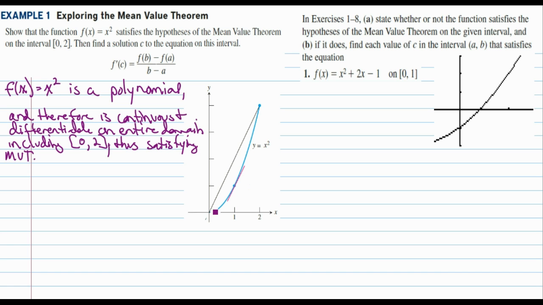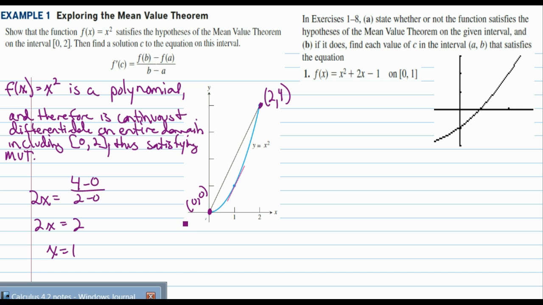Alright, so this point here at the beginning is 0, 0. The point here at the end is 2 comma 2 squared, which would be 4. So I can find that slope. I also know the derivative of f of x. So I'm going to say the derivative is 2x, and that's going to equal the slope connecting these 2 points, which I know is 2. And then I get the x value to be 1. So this point right here, 1 comma 1, is where the derivative equals the slope across the entire interval from a to b.